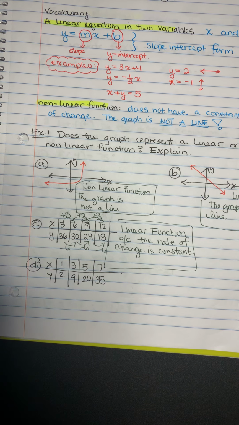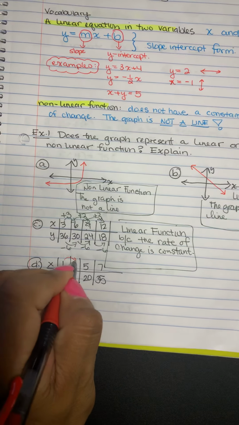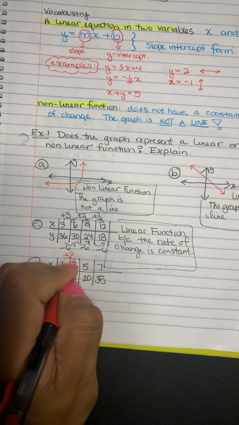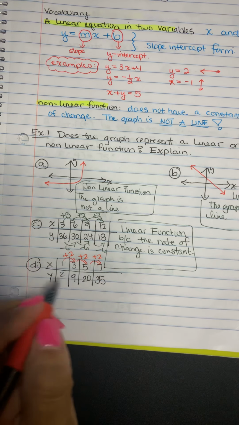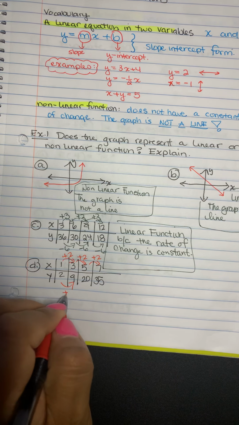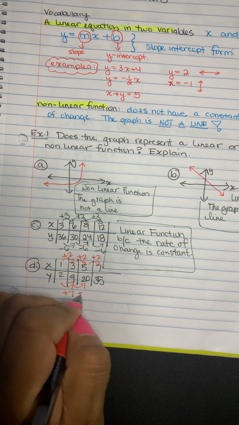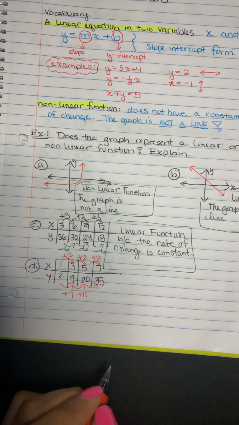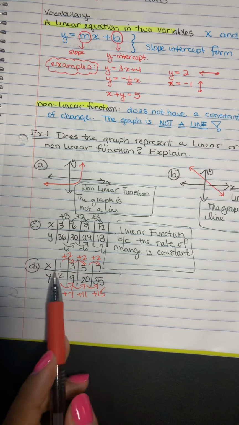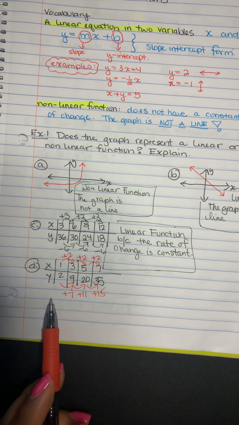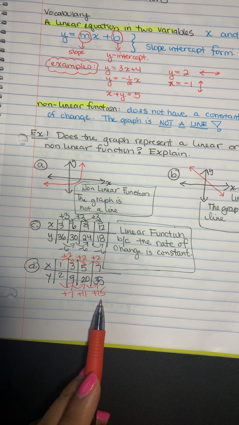Okay, last one. We're going to do the exact same thing. I'm going to use a different color pen. From 1 to 3, we're adding 2. 3 to 5, we're adding 2. 5 to 7, we're adding 2. 2 to 9, we're adding 7. 9 to 20, we're adding 11. And 20 to 35, it looks like 15. Okay. So as I'm looking at this, I notice that we're adding 7 and then 11 and then 15.